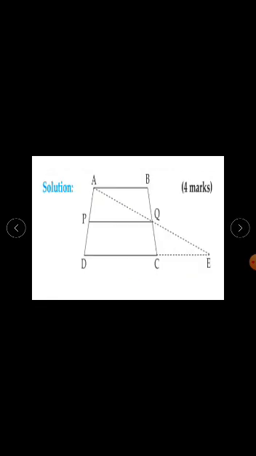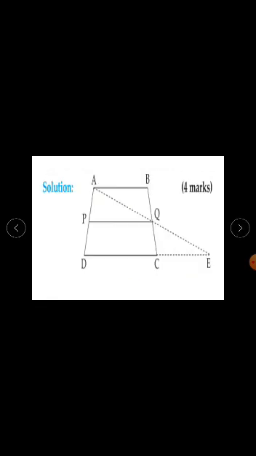Now question number 8 from problem set 5. In the following figure, quadrilateral ABCD is a trapezium. AB is parallel to DC. Points P and Q are midpoints of side AD and side BC respectively. Prove that PQ is parallel to AB and PQ is half of AB plus CD.